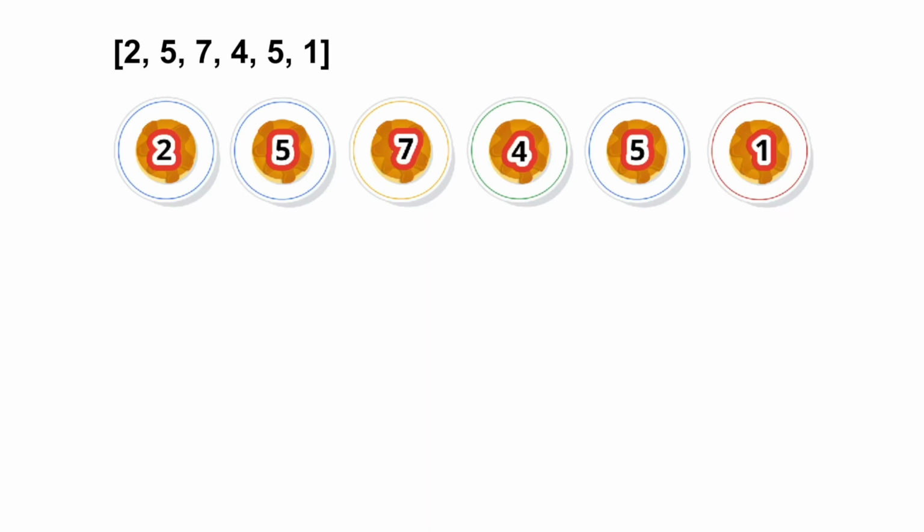Since we need to maximize the steps, and on each step there are only two possible moves, we choose the smallest number among the leftmost and the rightmost on every step. Suppose we're given this array: 2, 5, 7, 4, 5, 1. Compare the leftmost 2 and the rightmost 1. 1 is smaller. We choose 1.